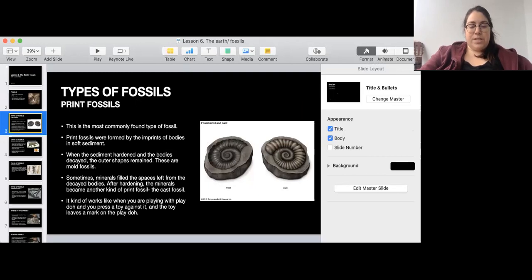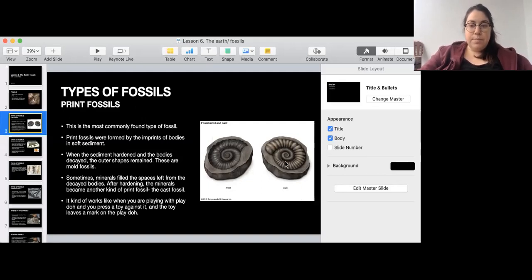We have print fossils. This is the most commonly found type of fossils, okay? So print fossils were formed by the imprints of bodies in soft sediment. When the sediment hardened and the bodies decayed, the outer shapes remain, like this one. These two are print fossils, okay? And this type is the mold fossil. You only have like the imprint, like the mark that the thing left.